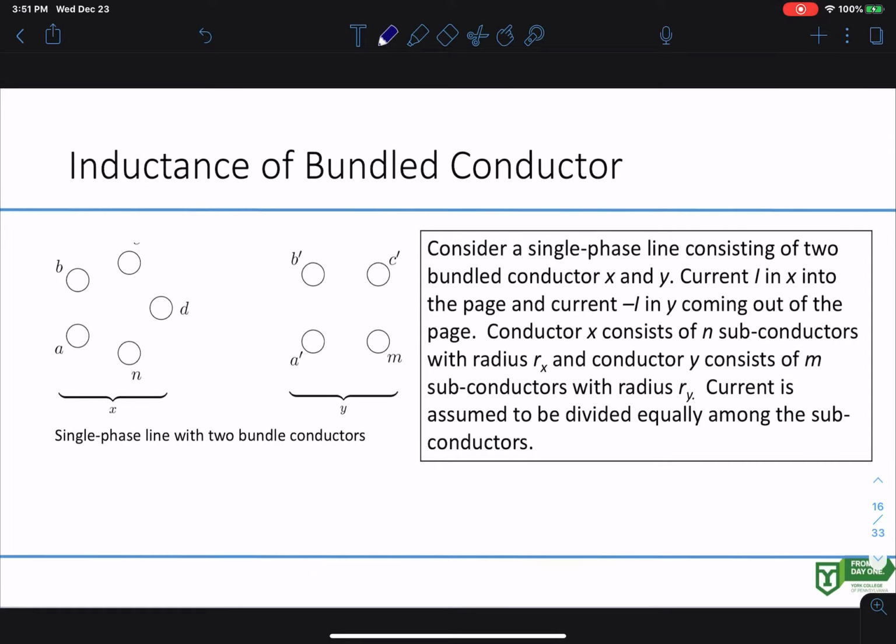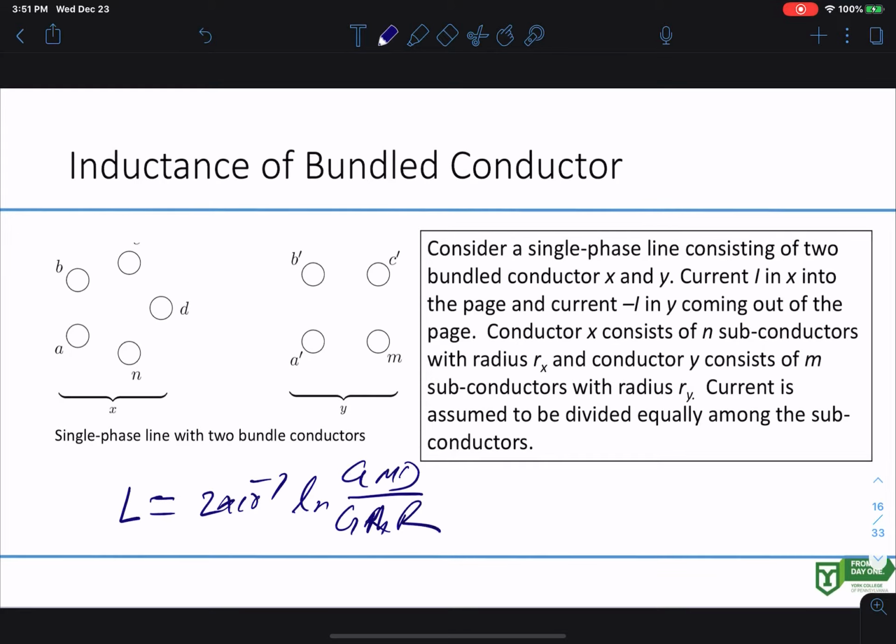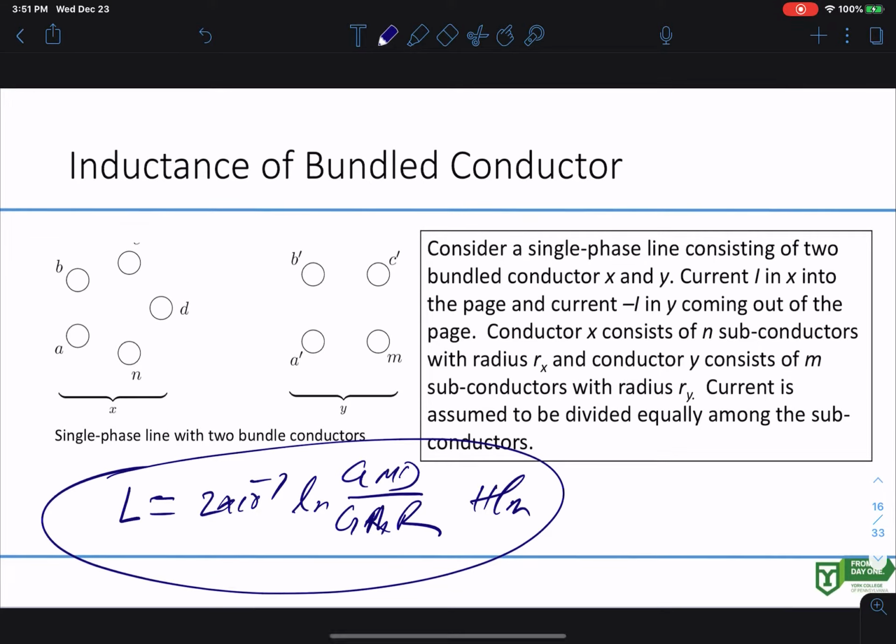If you remember, the equation for L that we developed last time was L equals 2 times 10 to the negative 7 times ln of GMD over GMR, in henry per meter. This is the equation for inductance per line. I have two lines, X and Y. If I'm looking for the inductance of line X, I need the GMR for line X, and I need the GMD between them. So let's do that.